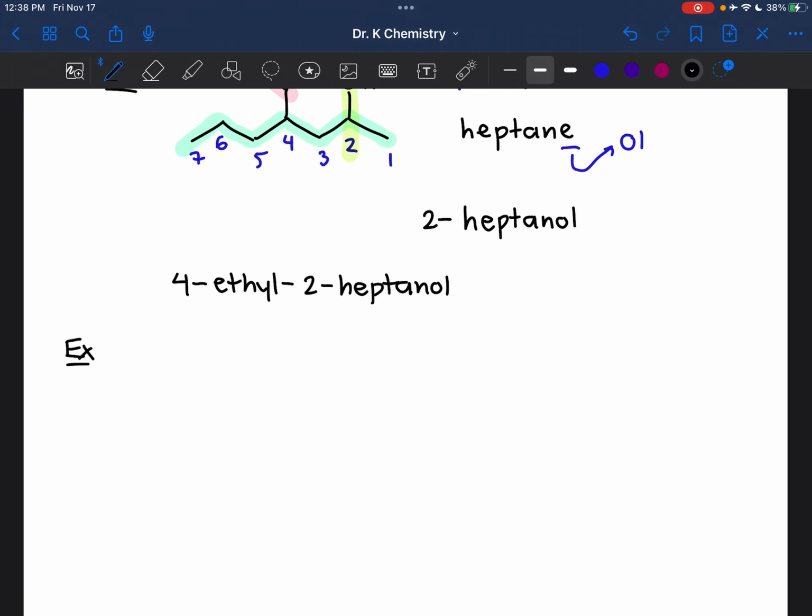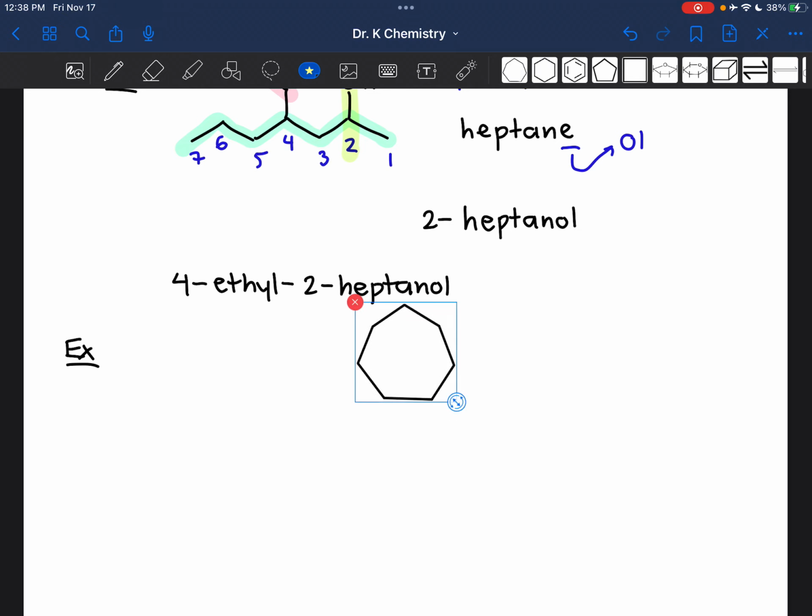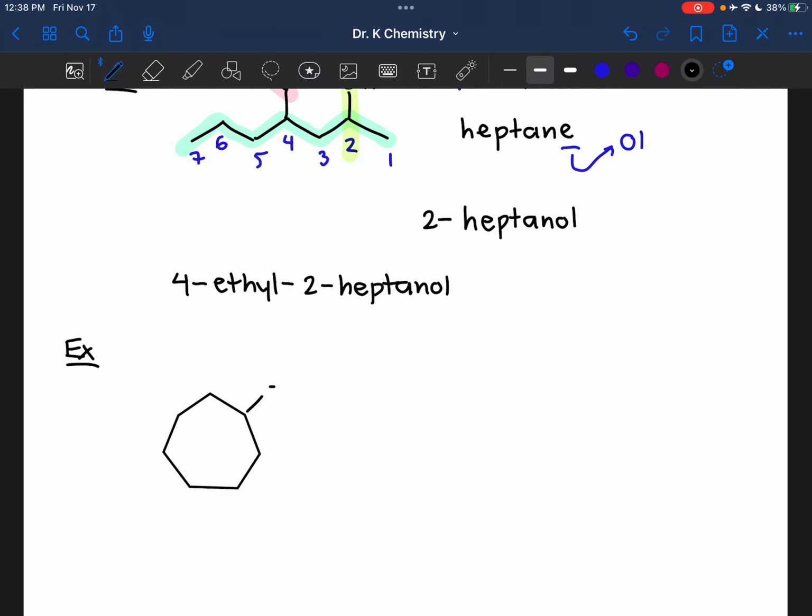Let's try a cyclic example. I'm going to use my little templates here. Okay.